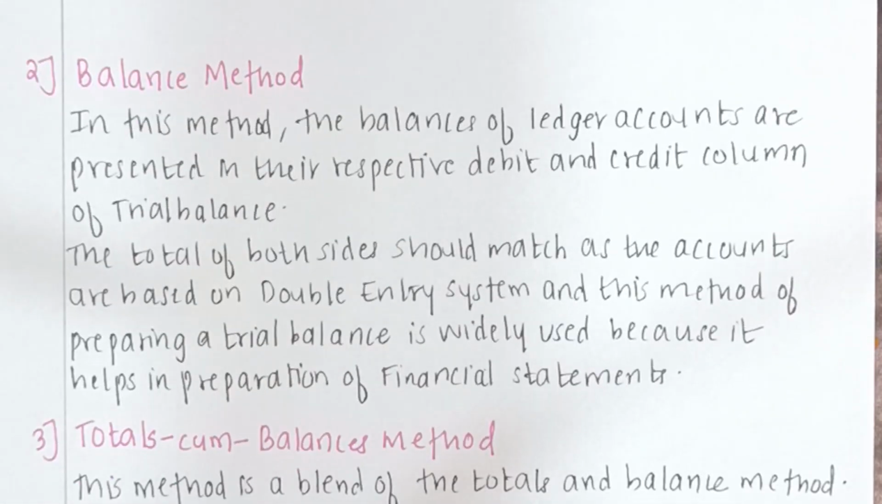Secondly, the next method is the balance method. In this method, the balances of the ledger accounts are presented in the respective debit and credit columns. So what is the difference between total method and balance method? In the total method, the total debit and credit of the ledger is determined. And here, the balances of ledger accounts are presented in the debit and the credit column of the trial balance. The total of both the sides should match as the accounts are based on the double entry system. And this method of preparing trial balance is widely used because it also helps in preparation of the financial statements.